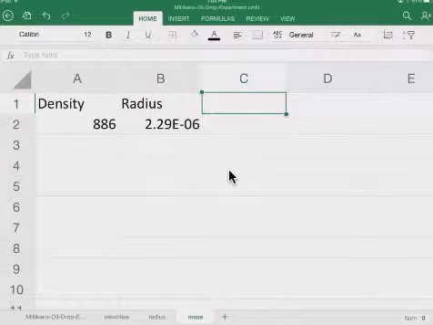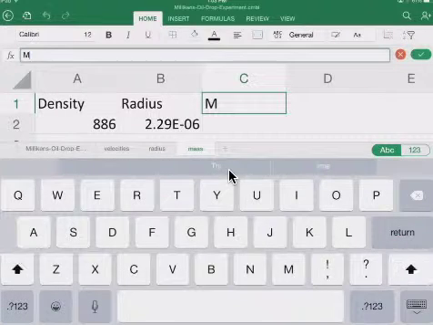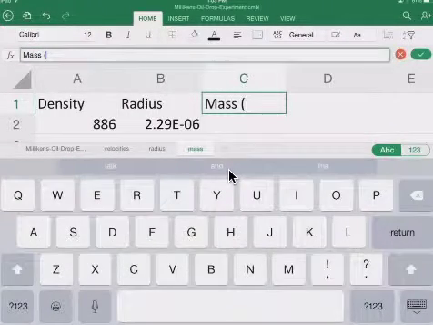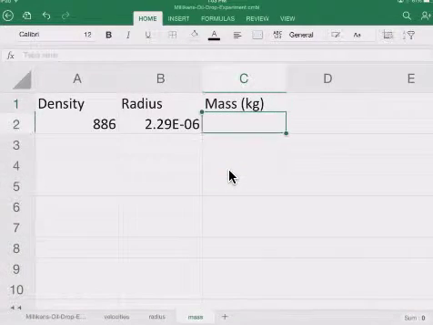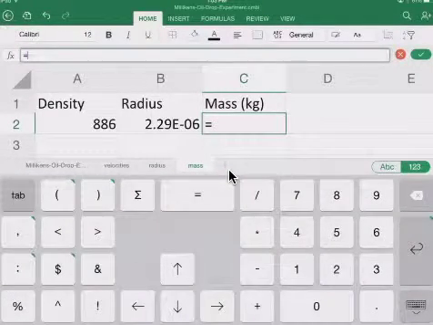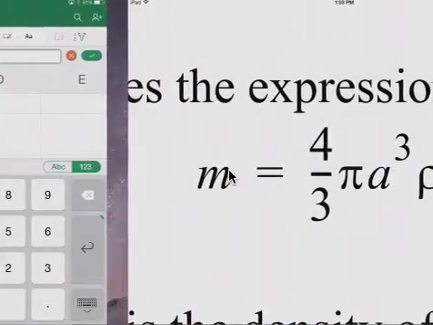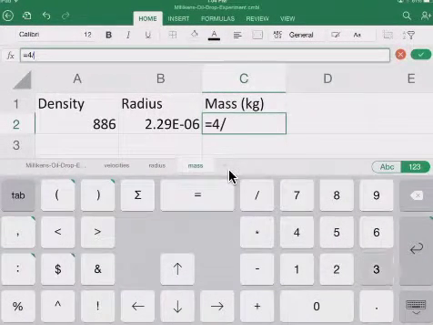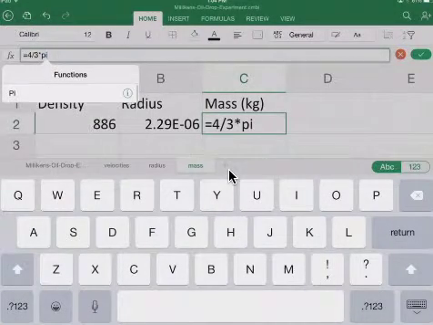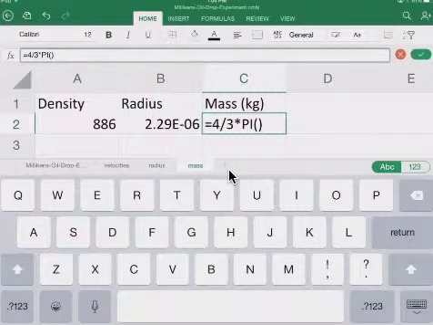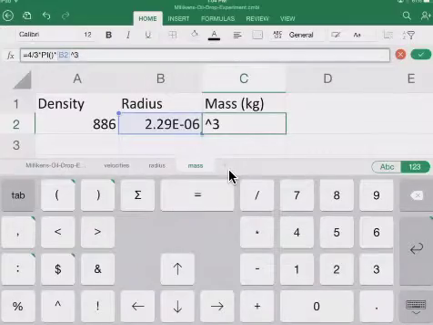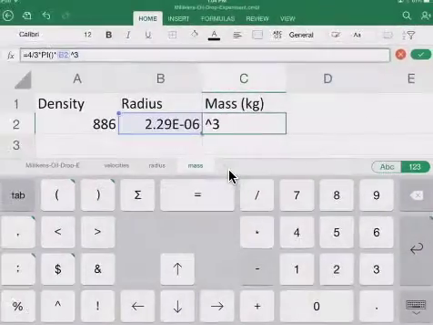So now we want to calculate the mass, and the mass is definitely going to be in kilograms. So since the mass is in kilograms, we have this equals 4/3 pi. If we go back and look, we have 4/3 times pi. Did we have pi over there? Nope. 4/3 times pi, and you'll see pi come up here. And times the radius cubed, and times the density of the oil.